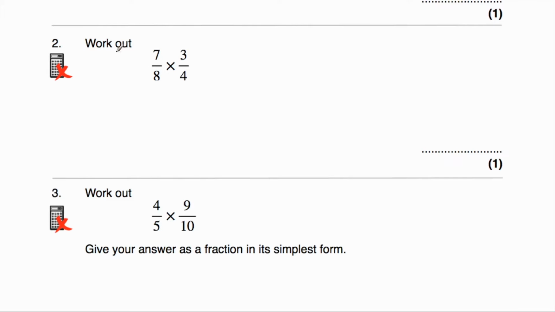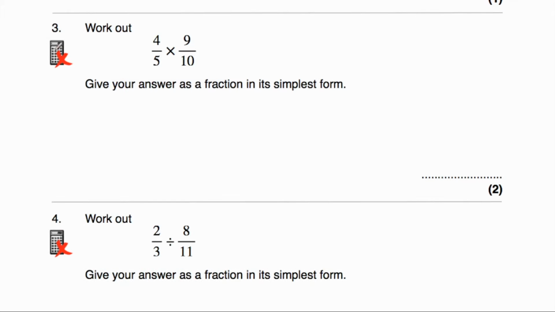Question number 2, we've been asked to work out 7/8 multiplied by 3/4. So again, we're going to multiply the numerators and multiply the denominators. So 7 times 3 is equal to 21, and 8 times 4 is equal to 32. So our answer would be 21/32. And it can't be simplified because 21 and 32 have no other common factors apart from 1. Okay, let's have a look at question number 3.